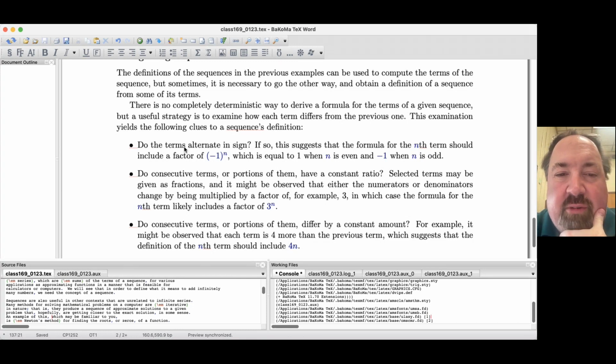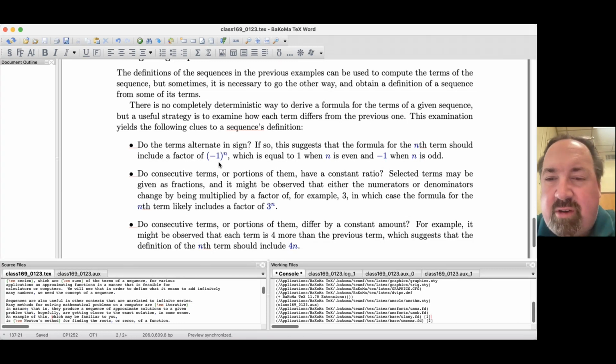One tip is: do the terms alternate in sign? If they do, then you should have a factor of (-1)^n, because when n is even, this is equal to 1, and when n is odd, it's equal to -1. So it just bounces back and forth between -1 and 1, creating this alternating sign pattern. So that should be a factor in your formula for the term a_n if the terms keep flipping signs.